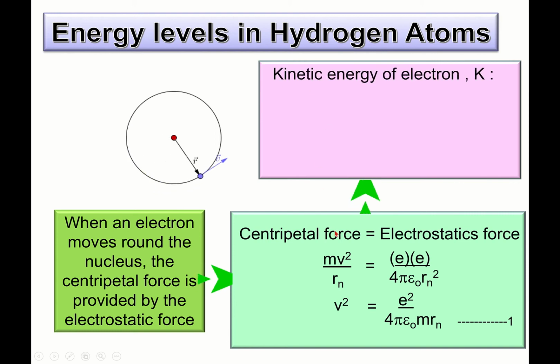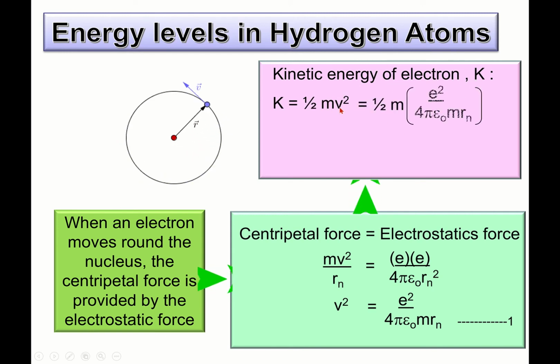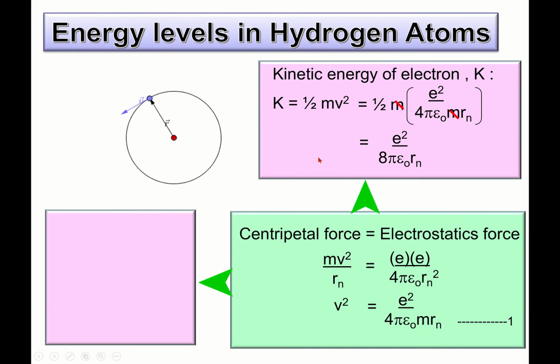Okay, next we are going to relate v squared with the kinetic energy. From the equation of kinetic energy equals half mv squared, we substitute v squared into the equation here. So we get half e squared per, half here, 2 times 4 becomes 8. So we get e squared per 8 pi epsilon naught r n. So this is the kinetic energy.